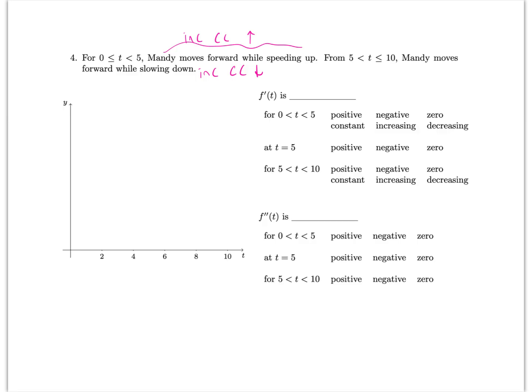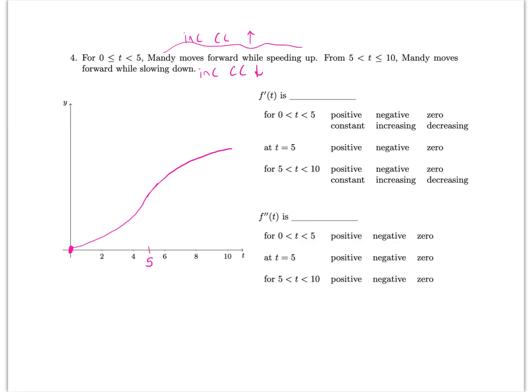Okay, so I can draw it. Put 5 in here. So start at 0, 0, and increasing concave up until 5. And then she continues moving forward. So we're still getting further and further away from the starting point. She's just slowing down. So now we switch to concave down.